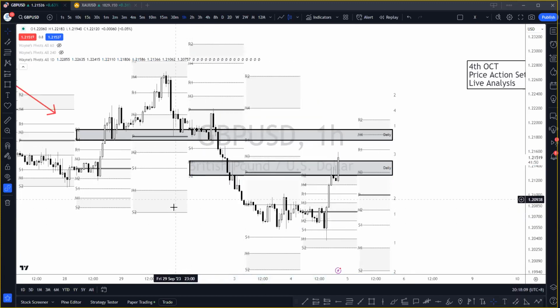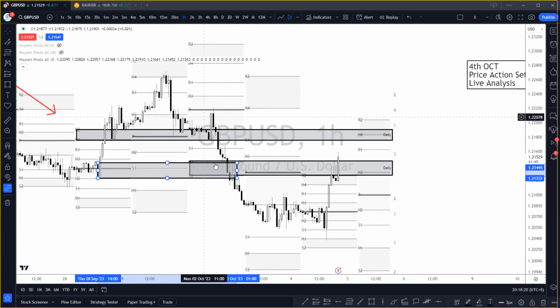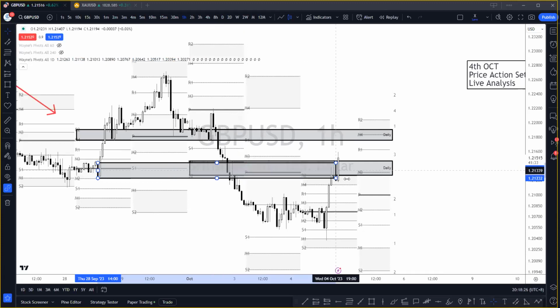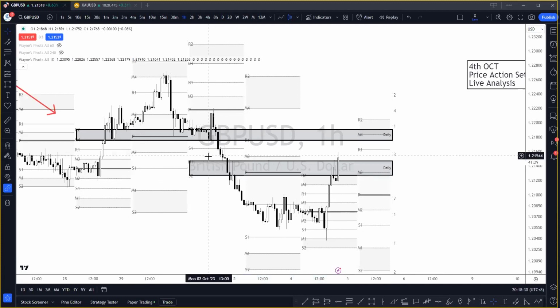Okay, and if you follow ICT SMC concepts, this was your order block here. Let me just draw it here. This was your order block here, and if it breaks, this becomes your breaker block. And again, this level will be overlapped on the 1 hour. So we can just remove this and use this range here as our new range. Okay.